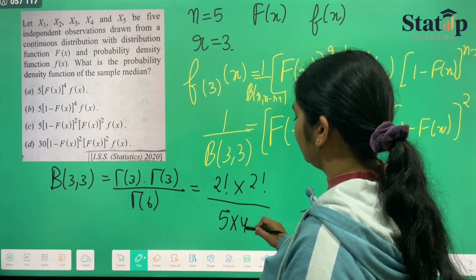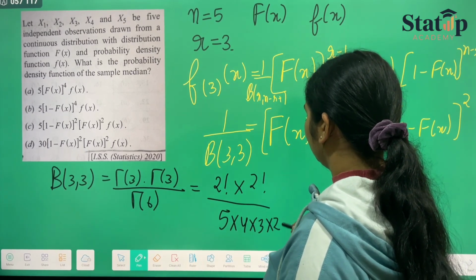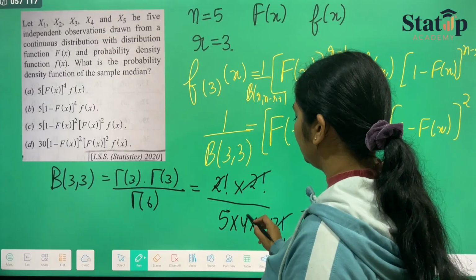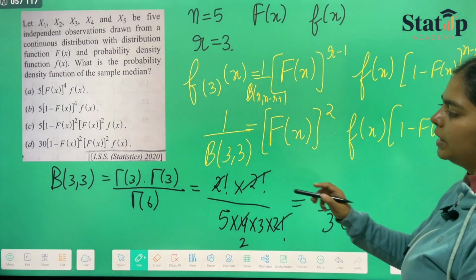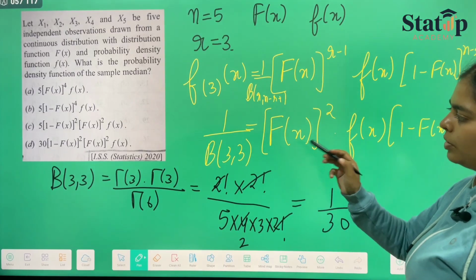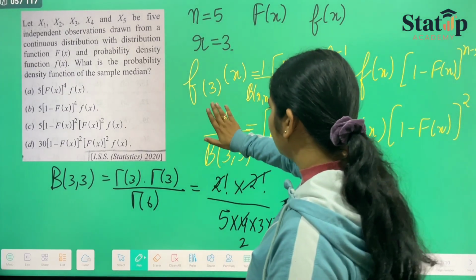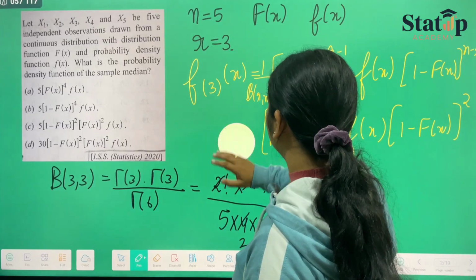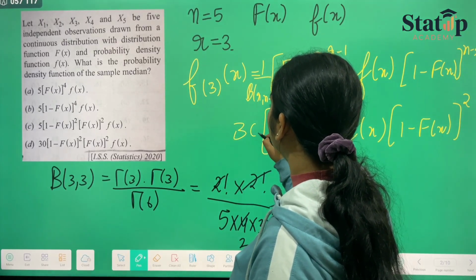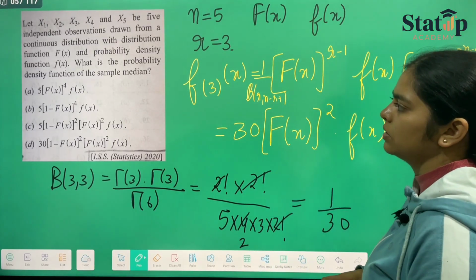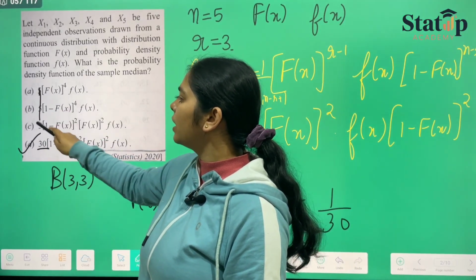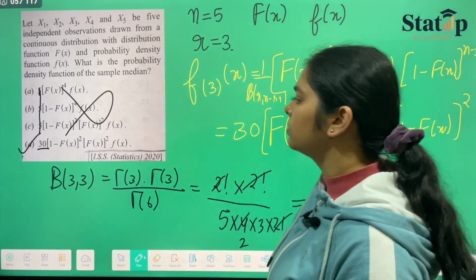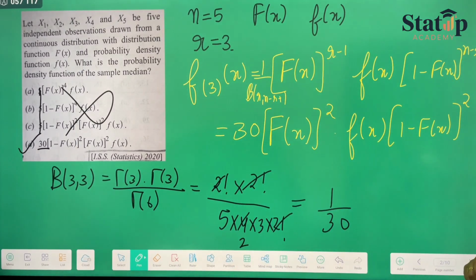Instead of 5 factorial, I can write 5, 4, 3 into 2 factorial. So this will get cancelled, 2 will get cancelled with 4, and we'll be left with 1 upon 30. So beta 3 comma 3 is 1 upon 30. 1 upon beta 3 comma 3 will be 30. So 30 will get multiplied here, and this will be your final answer. Only one term, option D, has 30 in it, while the rest have 5, so all of them are cancelled. This is your final answer for this question.